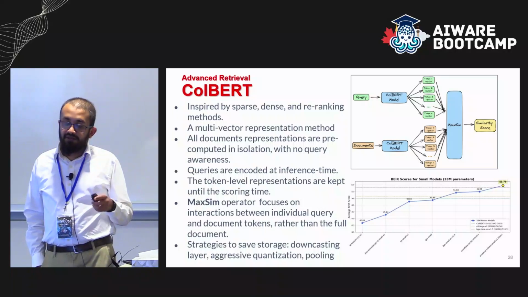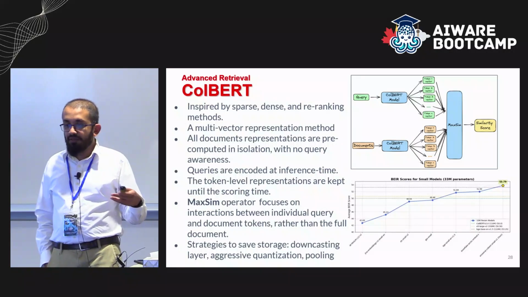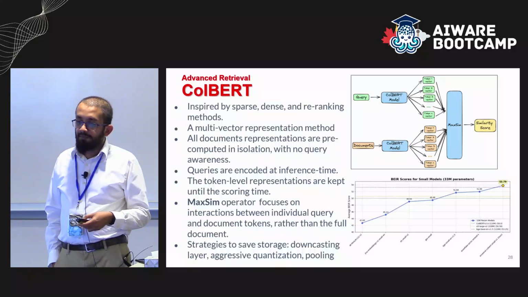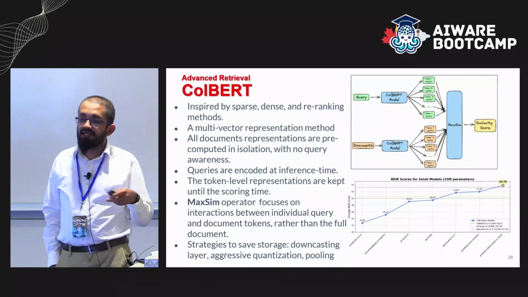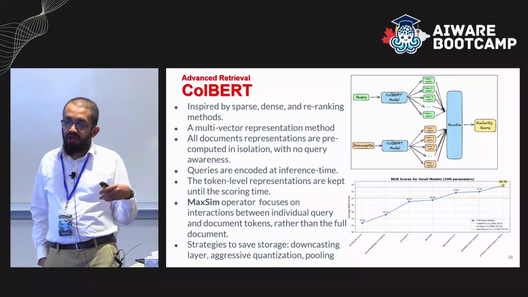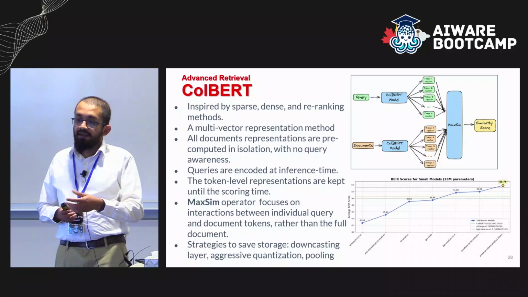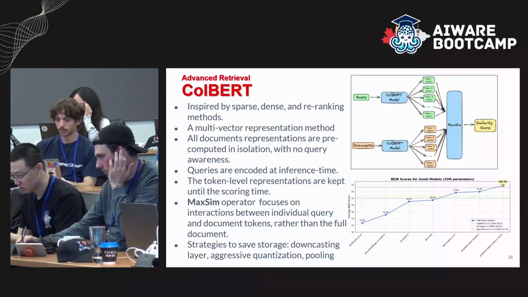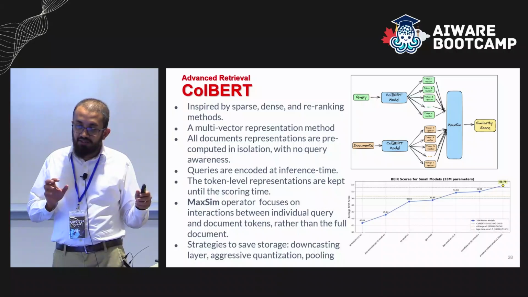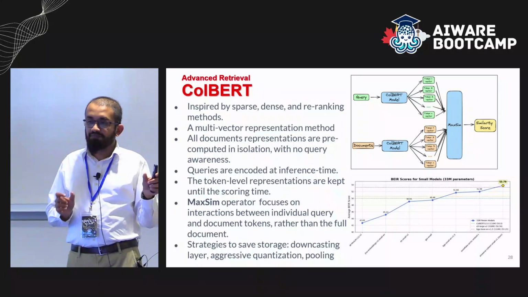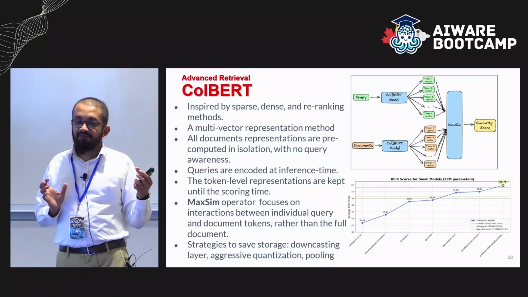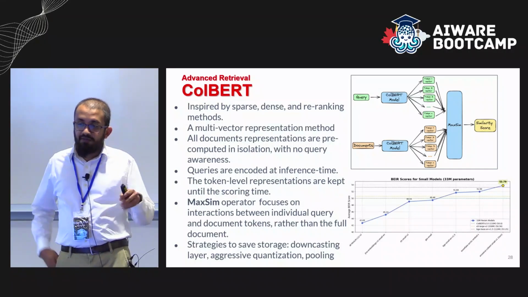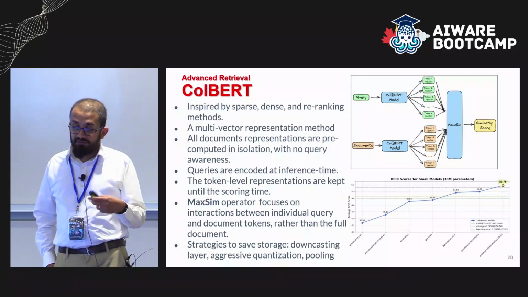And then there's another advanced retrieval technique called ColBERT. That is also a combination between sparse retrieval, dense retrieval, and re-ranking methods. They call this a multi-vector representation because in previous dense retrieval approaches, you do the embeddings for the chunks of the text, but here instead of doing that, they have token level vectors.